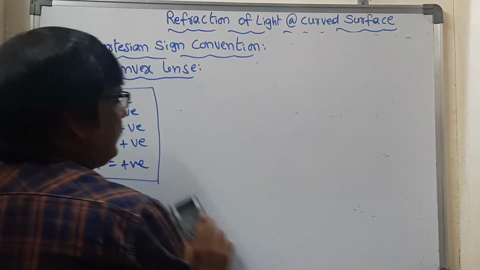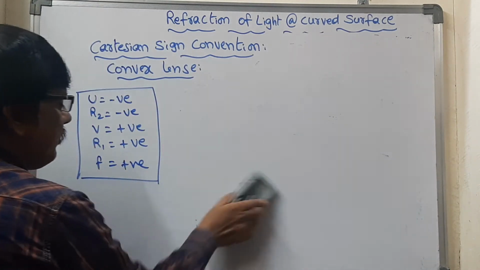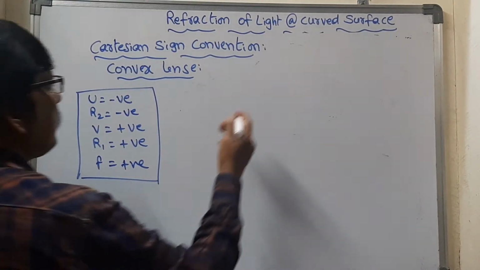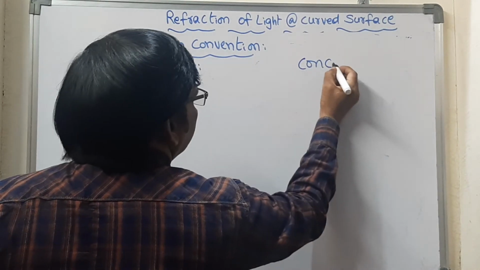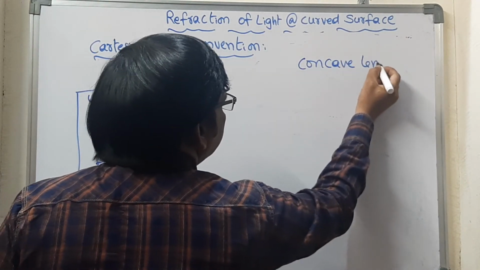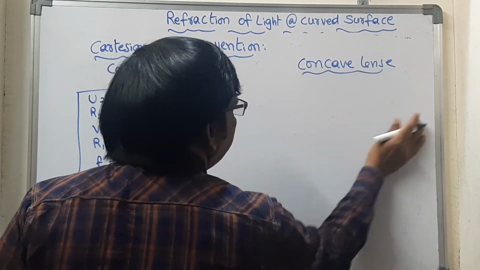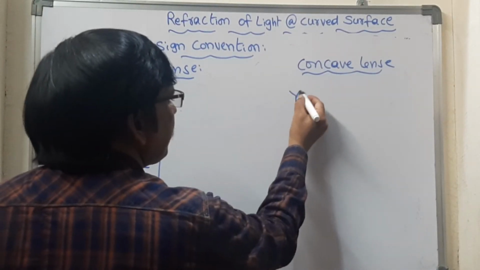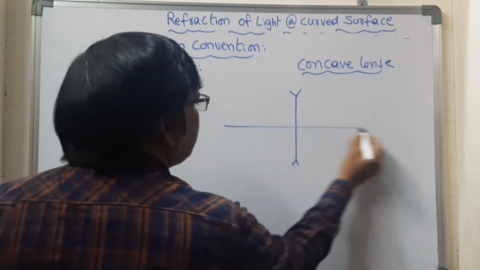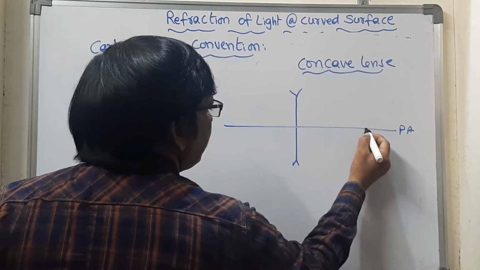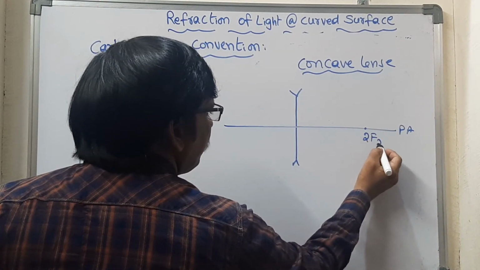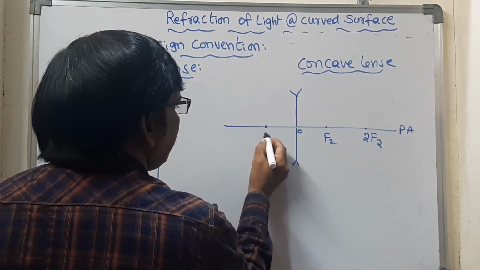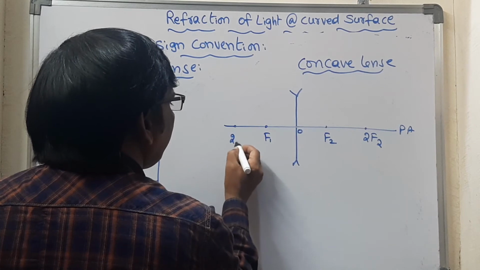For solving any sort of numericals, you apply the same procedure. Now let us go with the concave lens. Assume that this is a concave lens. Then this is the principal axis. This side we will take 2F2, this side F2, the optic center, and F1, 2F1.